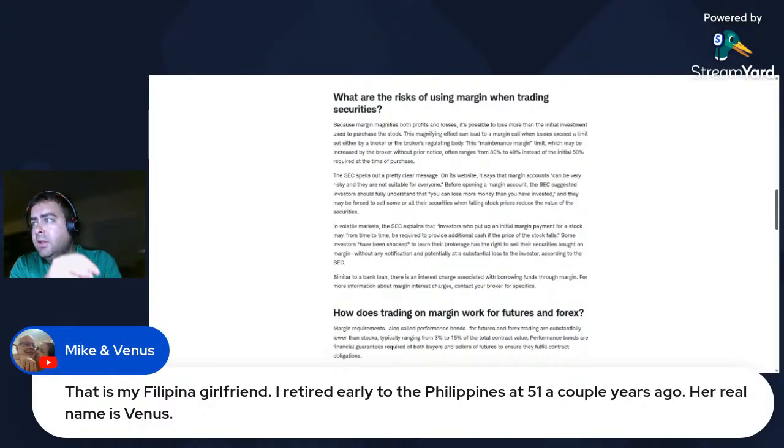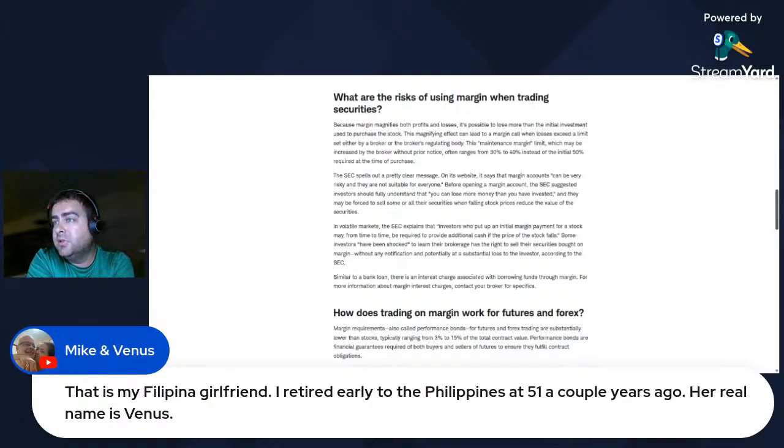This magnifying effect can lead to a margin call when losses exceed a limit set either by a broker or the broker's regulatory body. This maintenance margin limit, which may be increased by the broker without prior notice, and that happens a lot, ranges from 30 to 40%. And I will caution you all, it's very common with YieldMax funds as well because the dividends are very volatile and unpredictable.